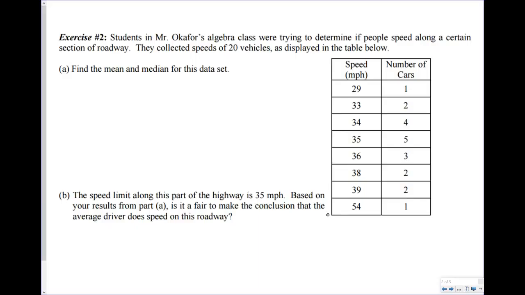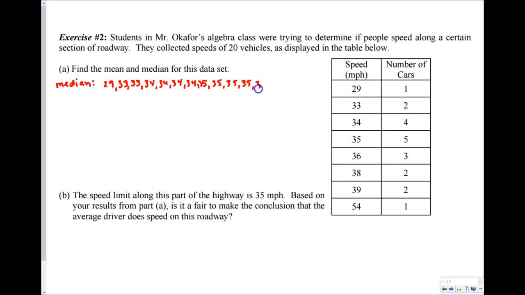So the first thing that we're going to do is to find the median we have to order our data. We always have to order it. So I'm going to go over here, and there's one person at 29, so there's 1 29. There's 2 people going 33. There are 4 people going 34. I'm going to separate these by commas. So 1, 2, 3, 4. There were 5 people going 35.